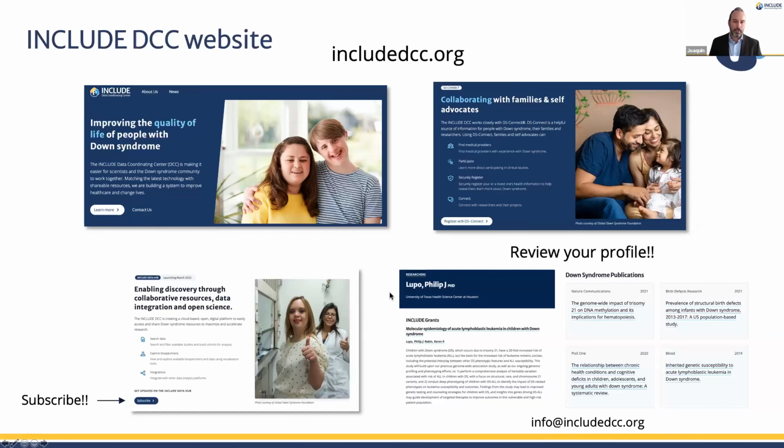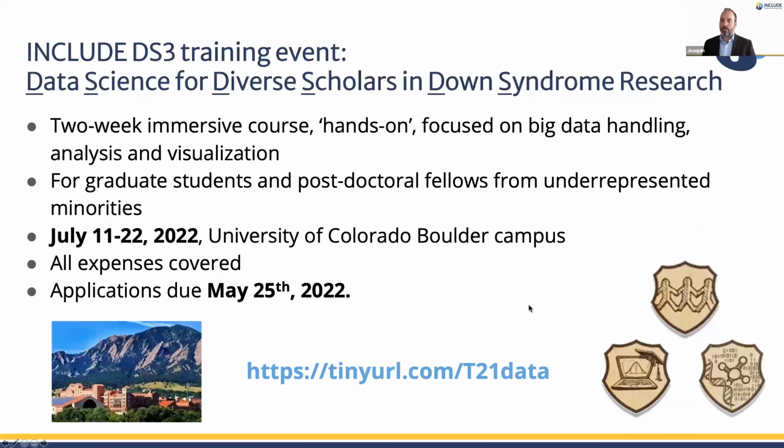Another call to action here. Today we have a workshop, but if you really want to increase literacy in data science within the INCLUDE project in your research team, we have an opportunity here for you. This summer we'll be running a DS3 training event. DS3 stands for Data Science for Diverse Scholars in Down Syndrome Research. This is a 2-week immersive course, hands-on, focused on big data handling, analysis and visualization. It is focused on graduate students and postdoctoral fellows from underrepresented minorities.